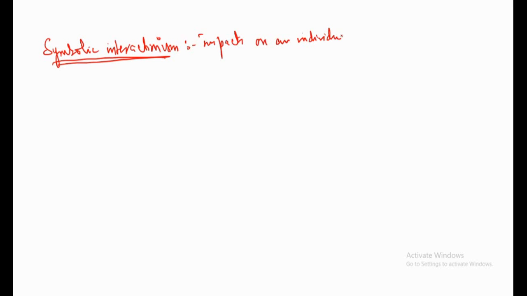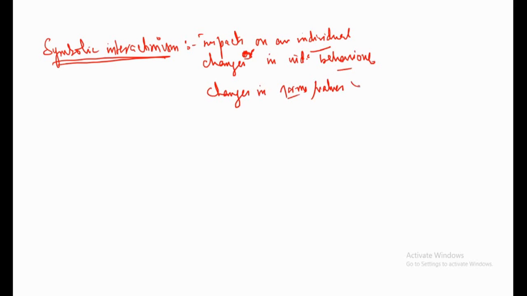Next is symbolic interactionism. Here I said that we will look for impacts on an individual, or changes in individual behavior, or changes in norms and values of society, or we will talk about the concept or term itself. Okay, this is symbolic interactionism.